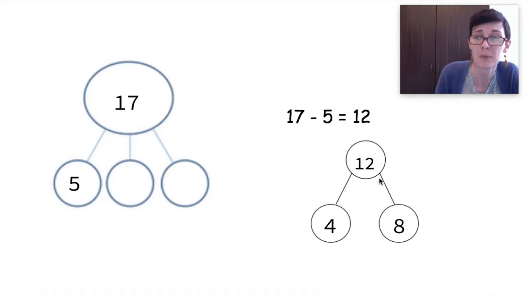Now remember, you could do this in lots of different ways. There is no one right answer. There's lots of different answers for this. But I'm going to choose 4 and 8. So I have now partitioned my 17 into these 3 parts, 5, 4, and 8. And I know that all together, these parts equal the whole of 17.